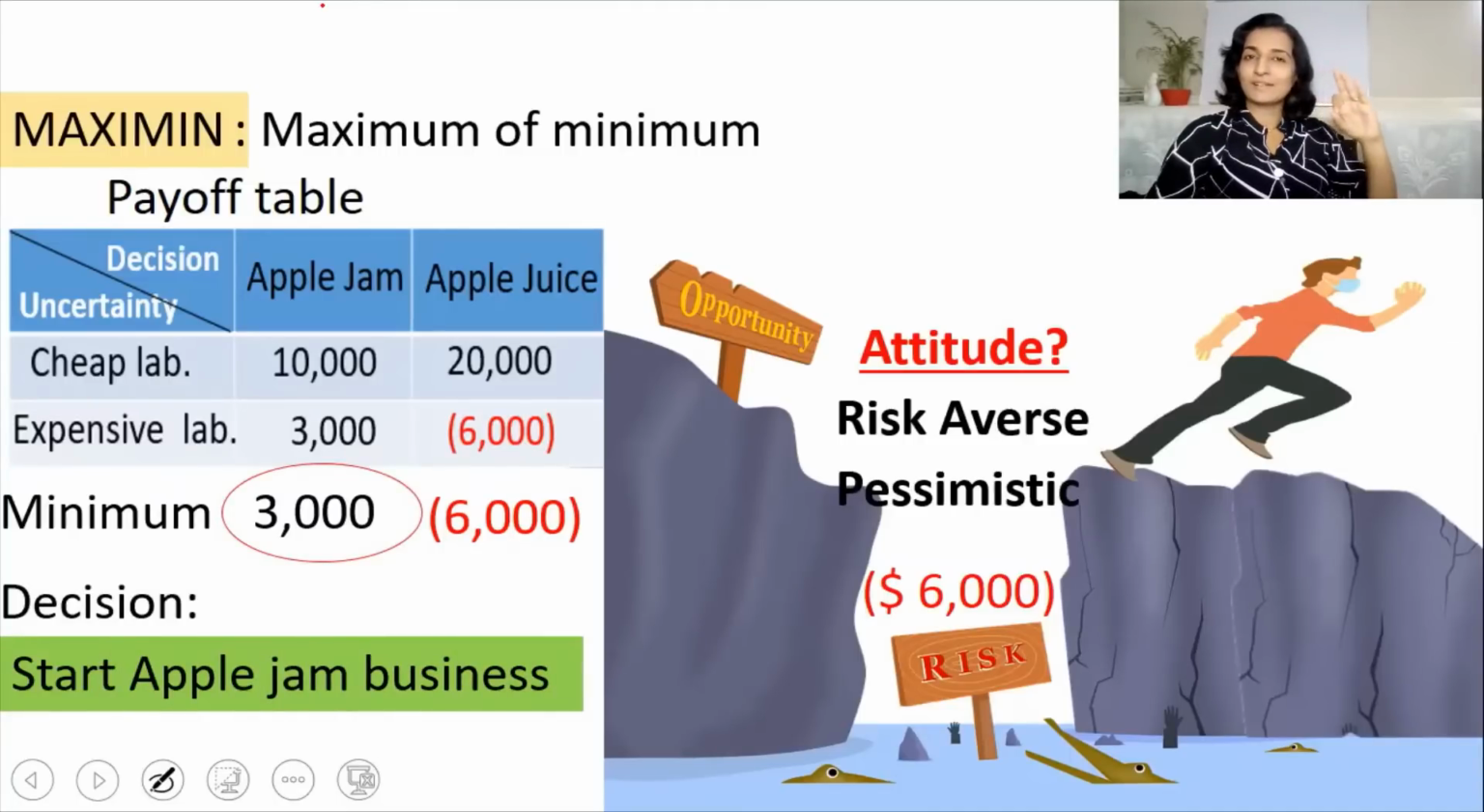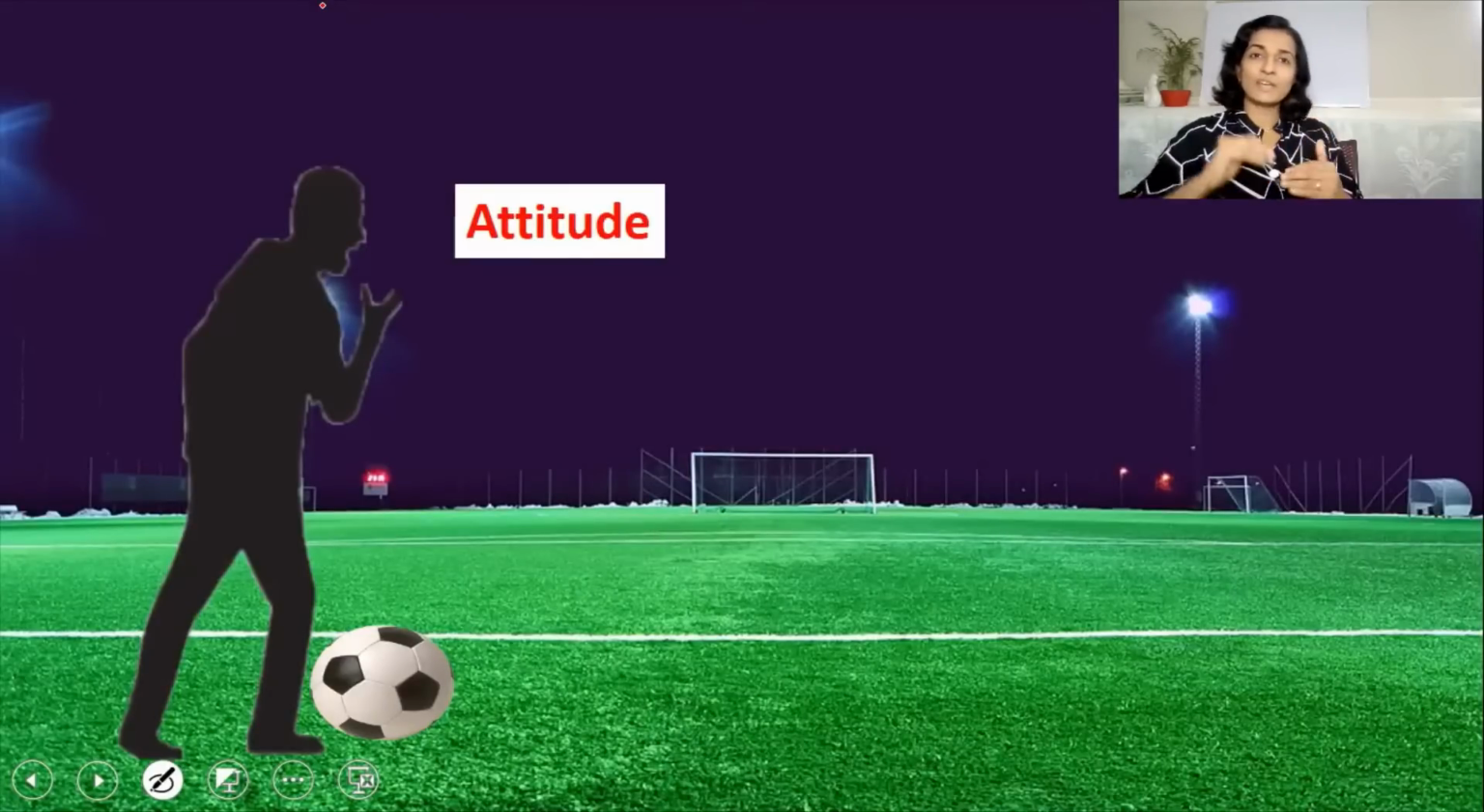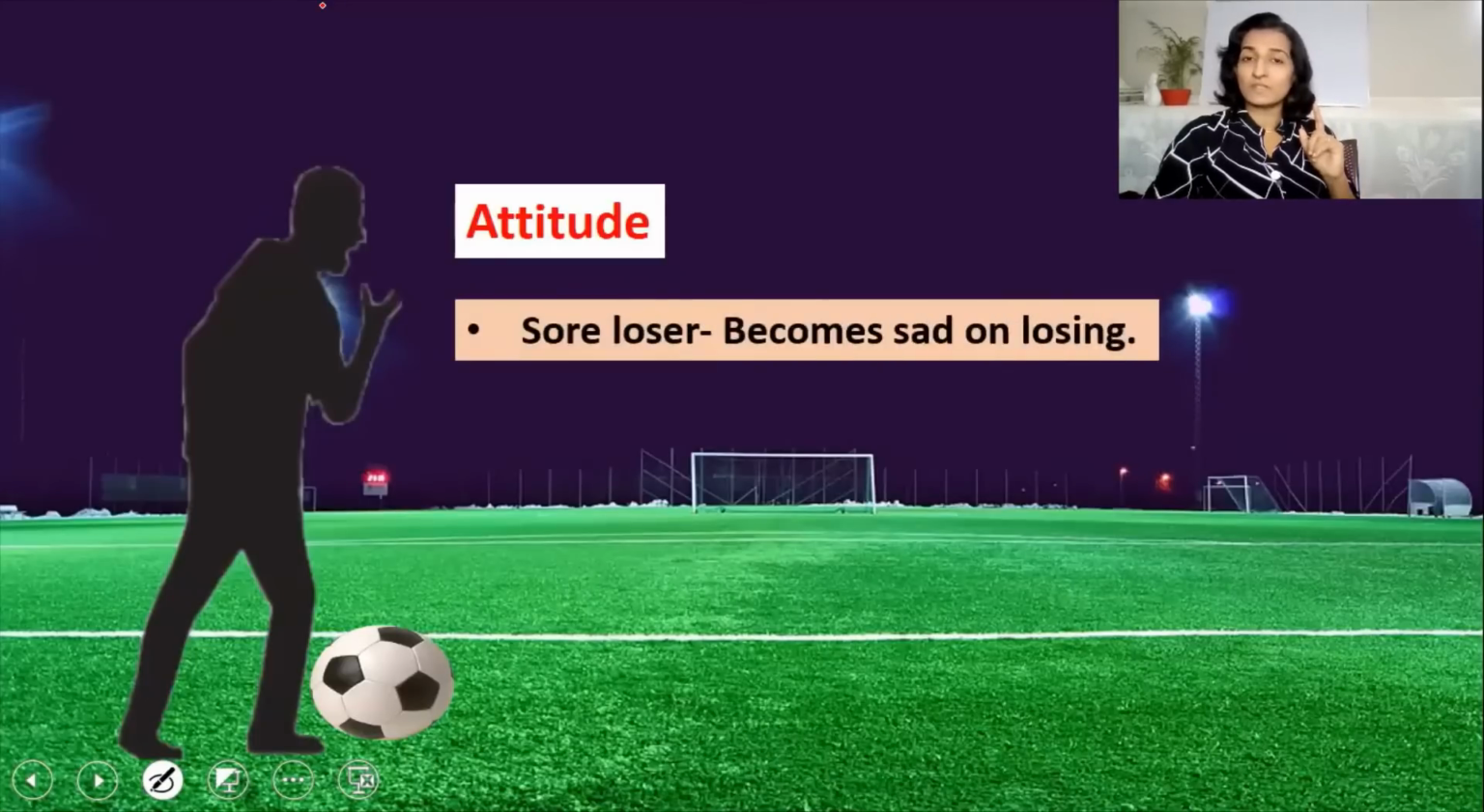Now coming to the third risk attitude. So I will show you a picture and you have to think what kind of attitude this person has. When you're playing a football match and the other team loses, there might be one person in that other team who gets so upset and so angry because of the loss. Such kind of people are known as sore losers because they become so sad on losing. The financial mindset of these people is they become extremely sad if they take a wrong decision.